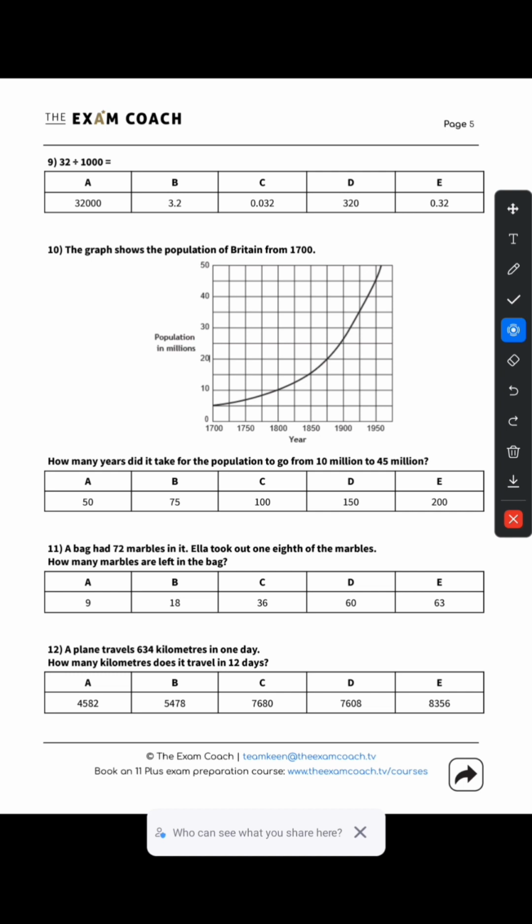32 over 1000. Because there are 3 zeros in 1000, after our decimal point there have to be 3 numbers. So it will be 0.032, because there are 3 numbers after the decimal point. So our answer for this one will be C.